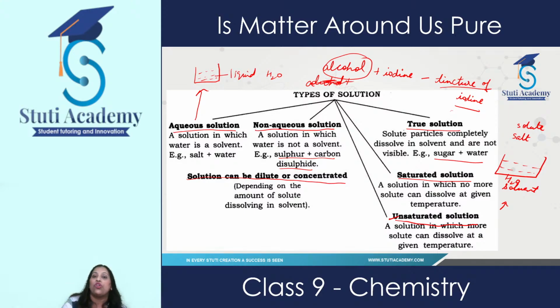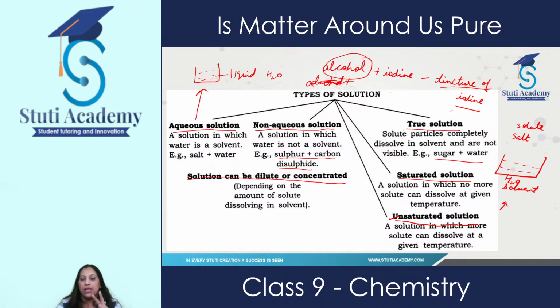We can add more solute into it because it gains heat, it gains energy and starts creating more space. As a result, we can add more and more solute into it. So if we increase the temperature, a saturated solution can be easily converted into an unsaturated solution. And second is by adding more solvent. If we add more water into it, the percentage of solvent increases, and now we can add more solute into it.